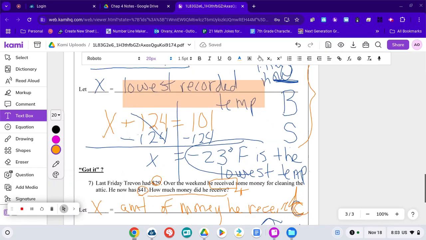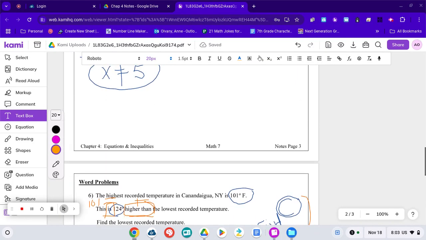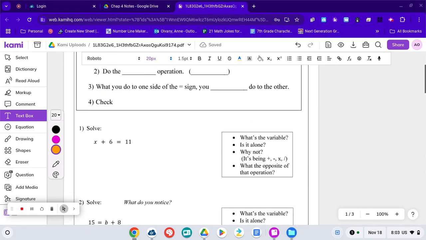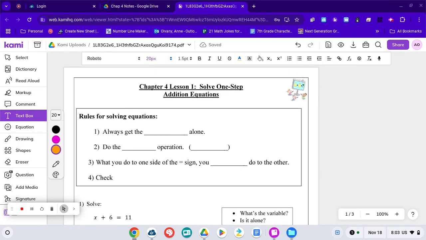All right, so now you should be able to do some practice in the homework of lesson 4, which is on pages 7 and 8.